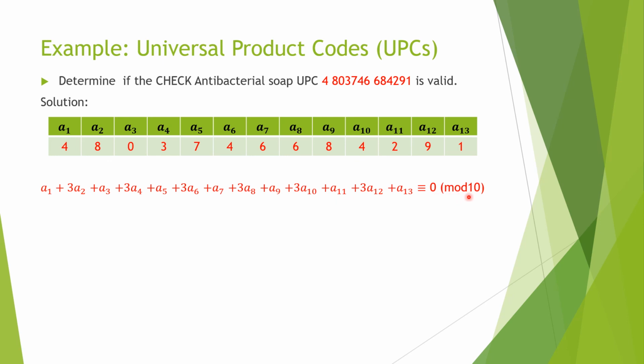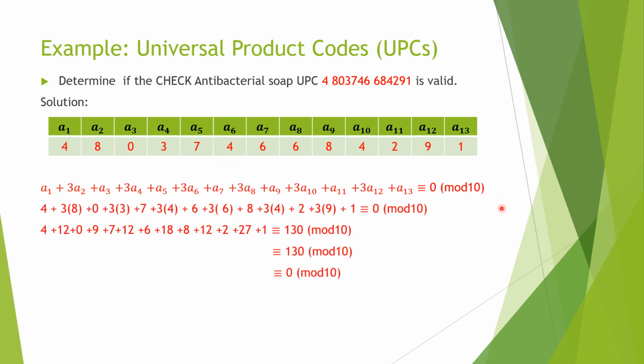Since we have the values for a sub 1 up to a sub 13, plug in all those values. We have 4 plus 3 times 8 plus 0 plus 3 times 3 plus 7 plus 3 times 4 plus 6 plus 3 times 6 plus 8 plus 3 times 4 plus 2 plus 3 times 9 plus 1, congruent to 0 modulo 10. Then add all those given values. We arrive at 130, then modulo 10. 130 modulo 10 is 0 modulo 10.